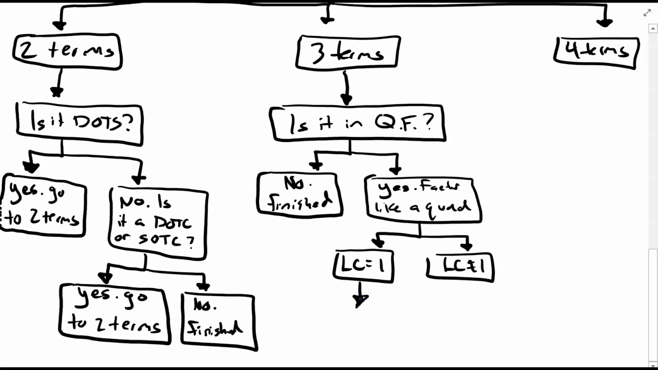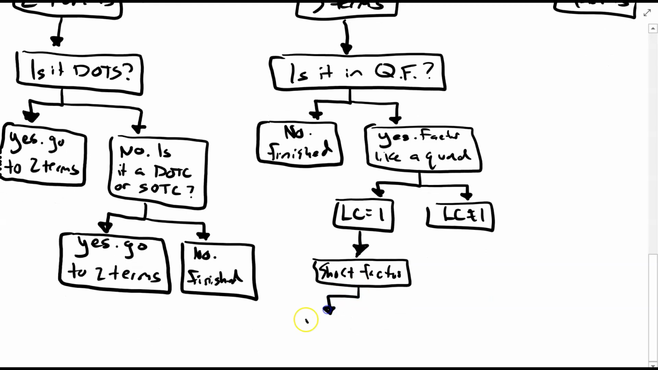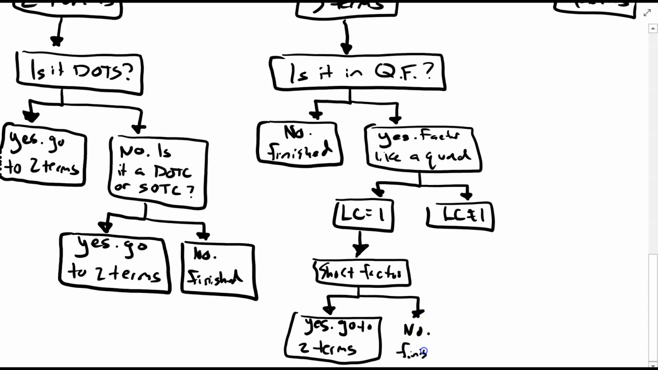So if the leading coefficient is 1, we just need to find the two things that multiply to give us the constant term and add to give the middle term. We called that the short factor. If it is factorable that way, we factor it that way, and then we have to check to see if any of those two-term pieces can factor more. So we have to go check down the two-term branch. If it wasn't factorable using the short factoring, then we were finished.